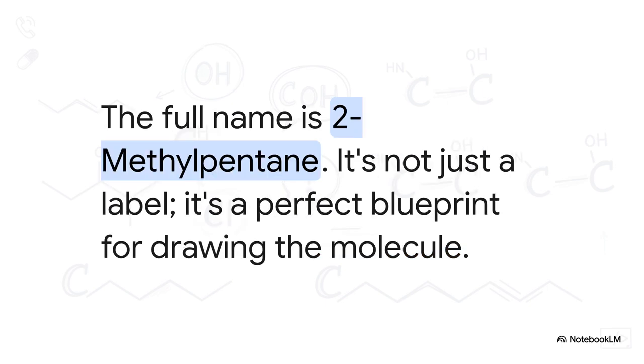And now we just stick them all together in the right order. Address first, then the branch, then the main chain. So we get 2-methylpentane. And boom, there it is. See how that's not just some random name? It's a perfect blueprint. It gives you the exact instructions to build that molecule from the ground up.